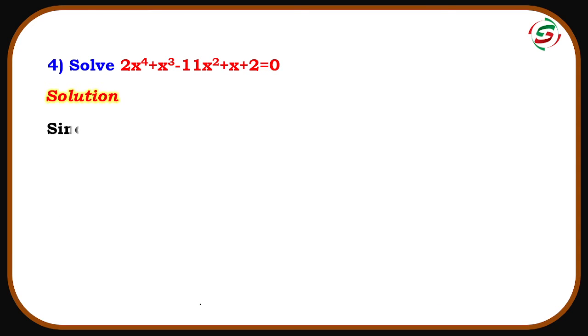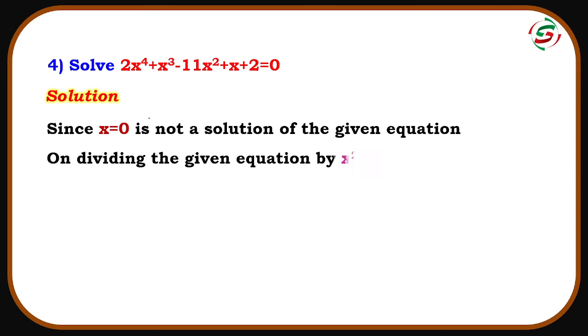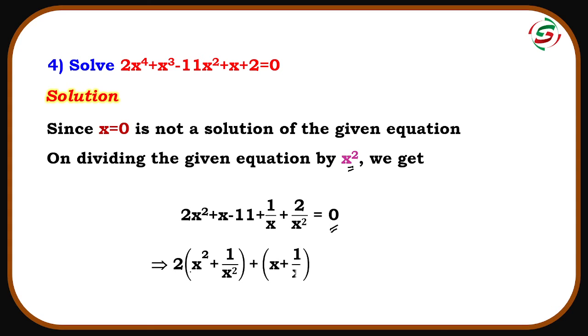Okay. Now let us go to the fourth problem, that is x to the power of 4 plus x cube minus 11x square plus x plus 2 equal to 0. Since x equal to 0 is not a solution of this given equation, I will divide the complete equation by x square. So that will be 2x square plus x minus 11 plus 1 by x plus 2x square equal to 0. Now I can write this equation as 2 times of x square plus 1 by x square plus x plus 1 by x minus 11 equal to 0.